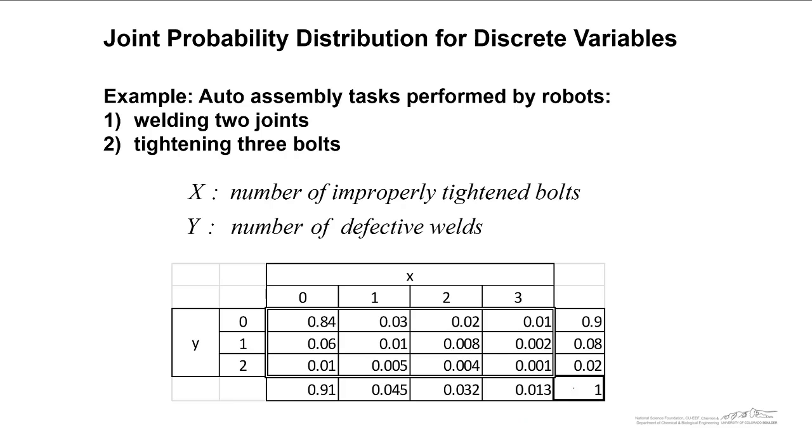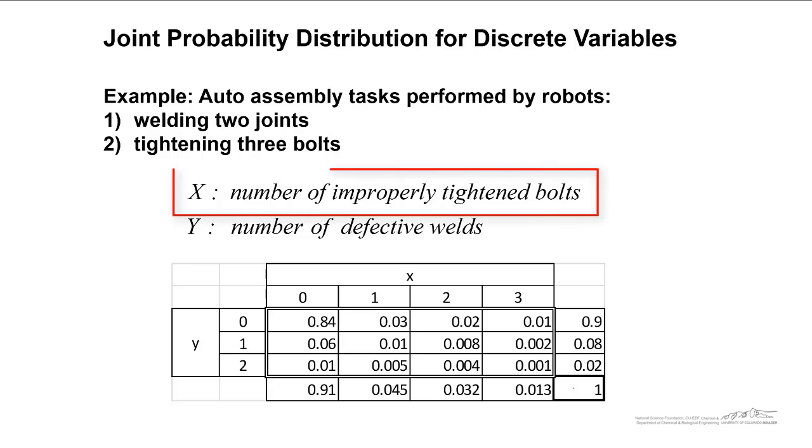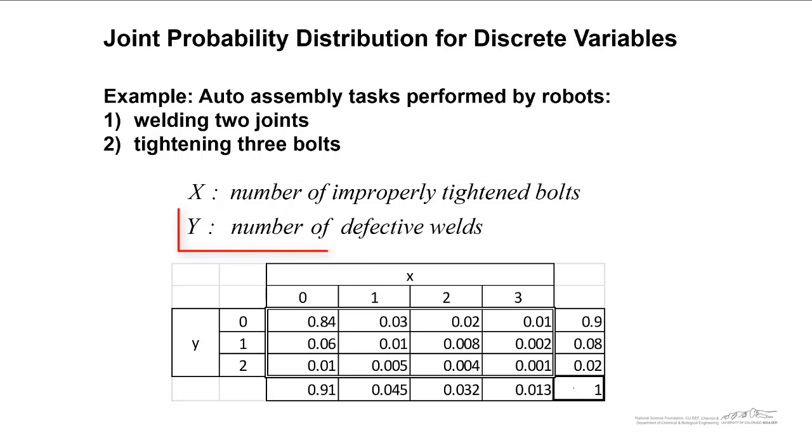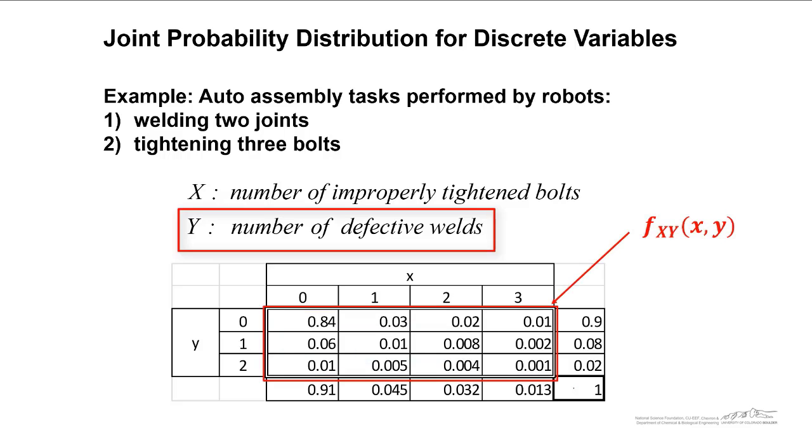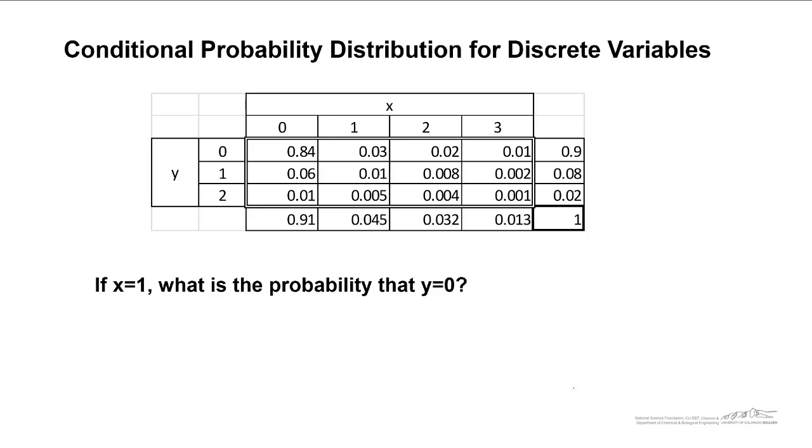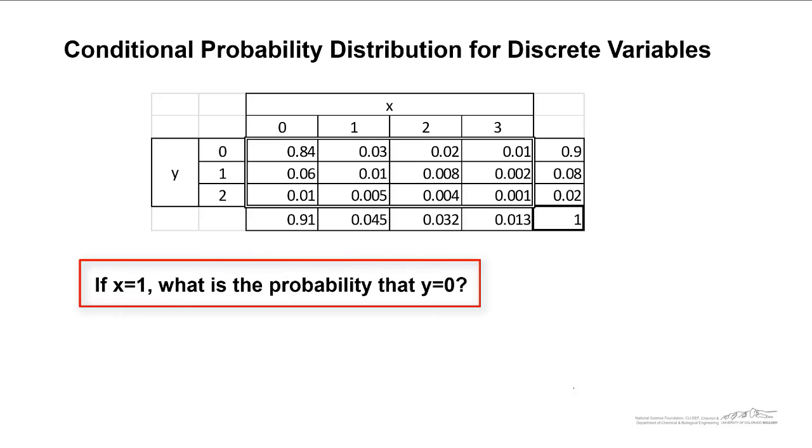In the previous screencast, I showed this example. We had a joint probability distribution for these discrete events. X was the number of improperly tightened bolts, Y was the number of defective welds. And taken together, this table of data represents the joint probability distribution for these discrete variables. So I have a question for you that's related to what I talked about earlier with the snow and the delayed buses. If x equals 1, what is the probability that y equals 0?